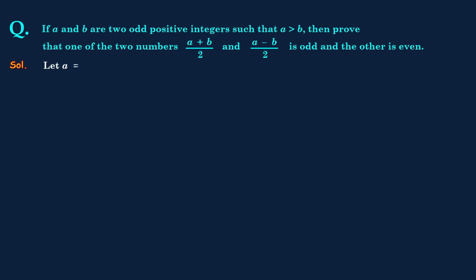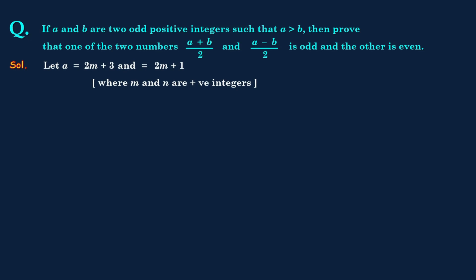Here one thing is given, that A and B are two odd positive integers. So how do we represent odd positive integers? We know that if we multiply any number by 2, the number will always be even. If we add 1 to it, the number will always be odd. Since another clue is given, that A is greater than B, B will be the smaller one. So let us consider B as 2m plus 1, where m is a positive integer.